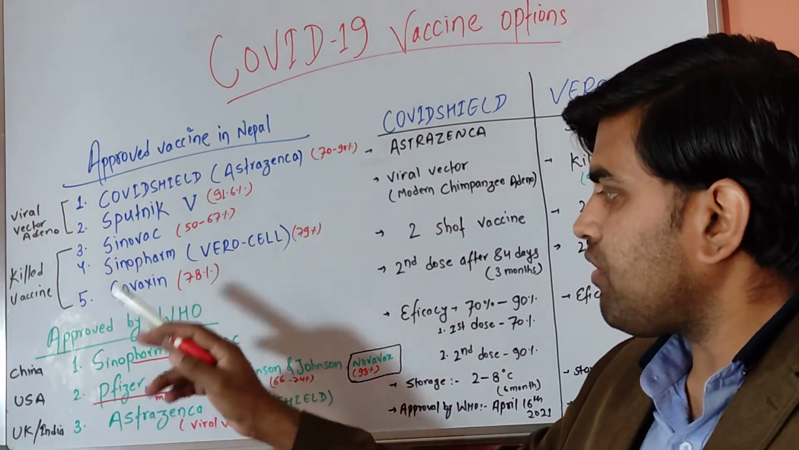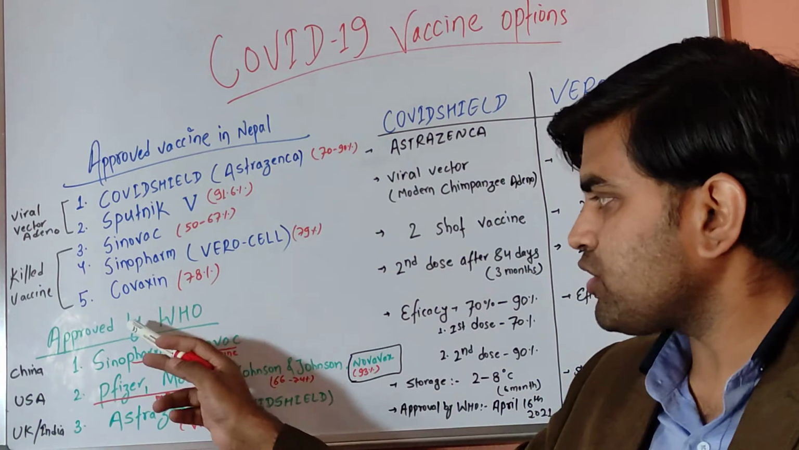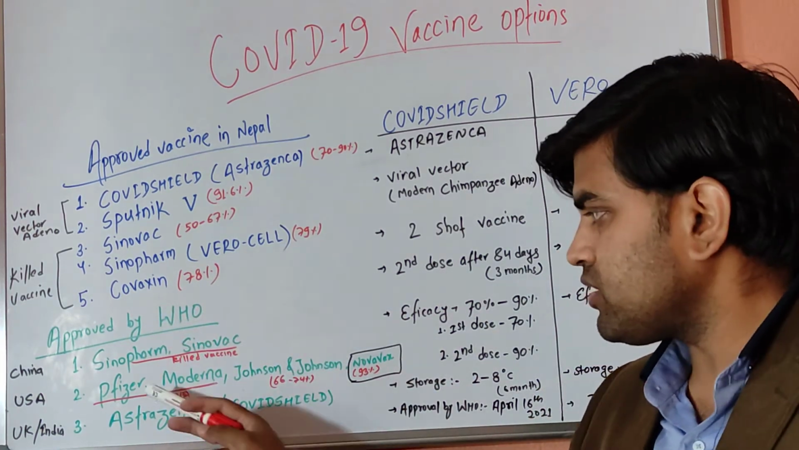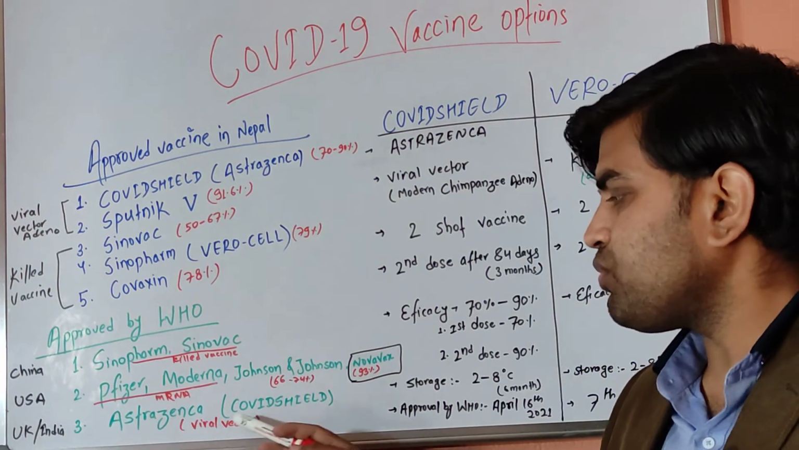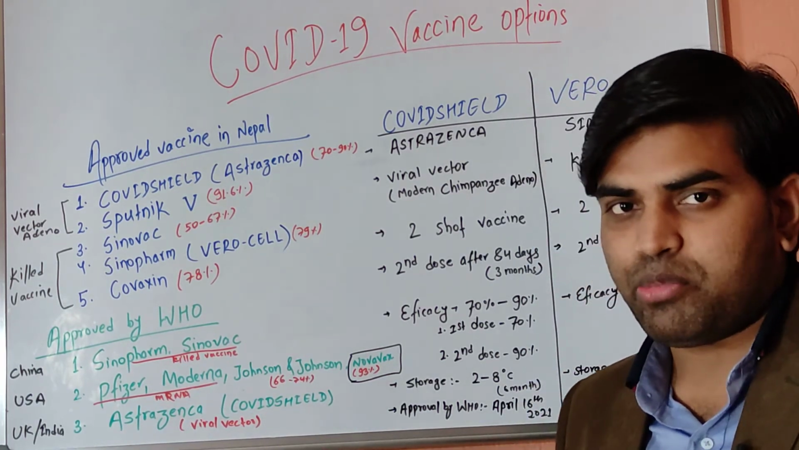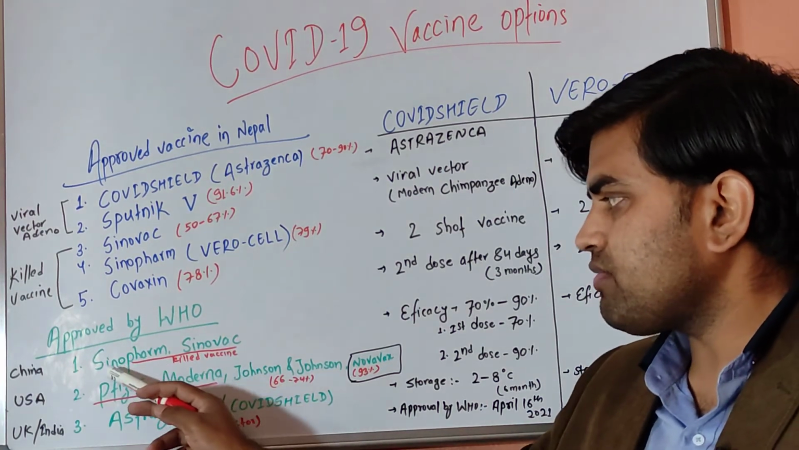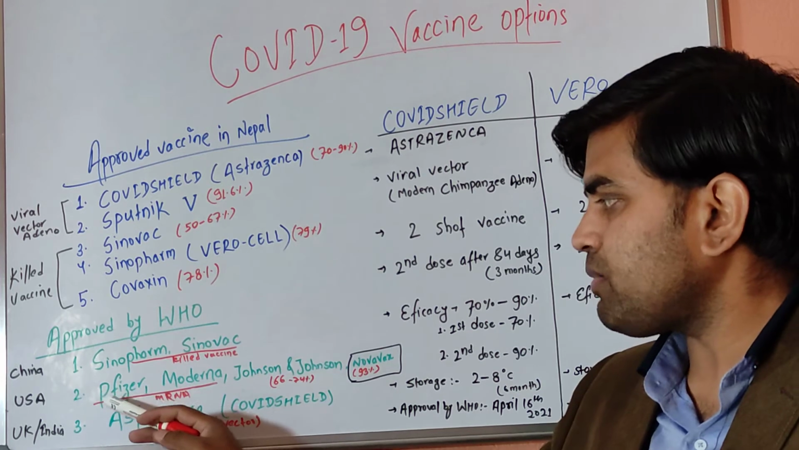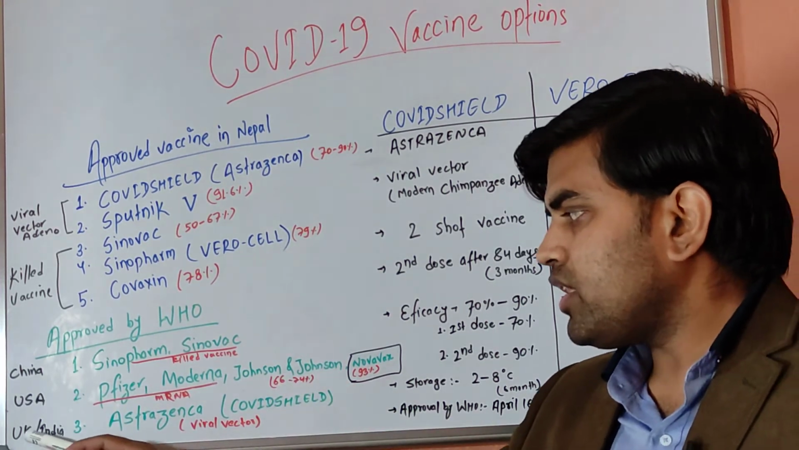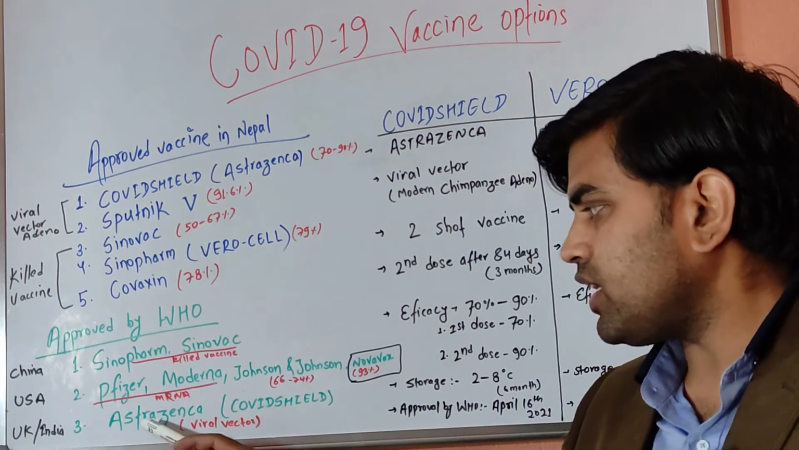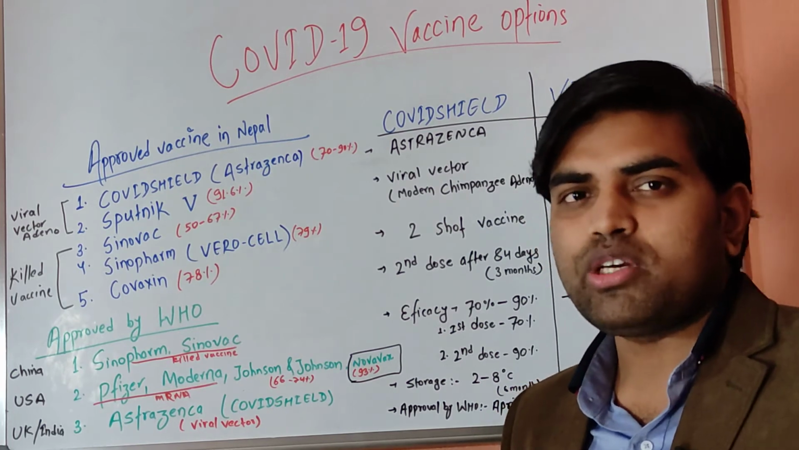Then there are vaccines like Pfizer, Moderna, Johnson and Johnson, and Novavax. Novavax is not yet approved by WHO, but Pfizer, Moderna and Johnson are approved by WHO. Then there is AstraZeneca, which is also approved by WHO. So the vaccine options available around the world are the Chinese vaccines, Sinopharm and Sinovac; the USA-based vaccines, Pfizer, Moderna and Johnson & Johnson, that is Janssen; and then the UK-made, India-produced AstraZeneca.